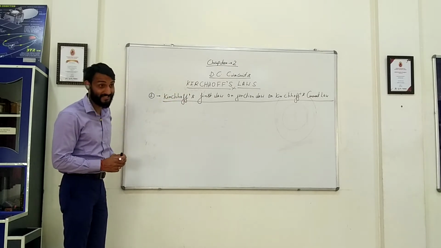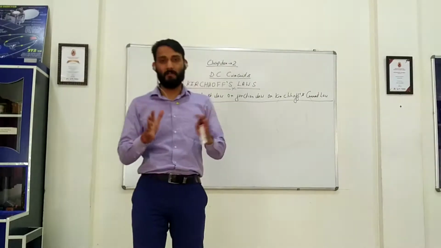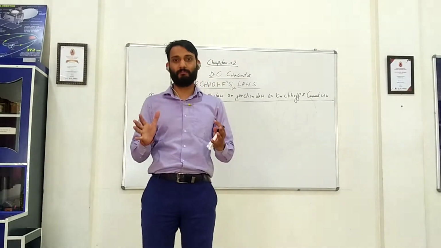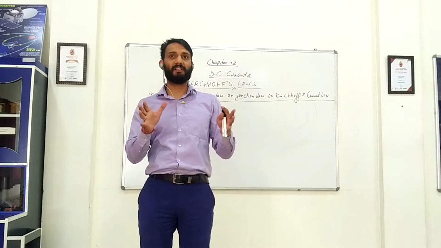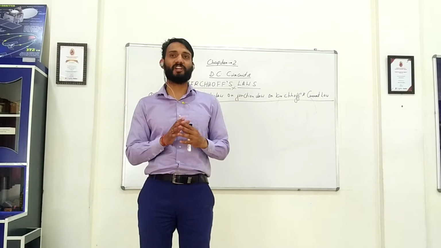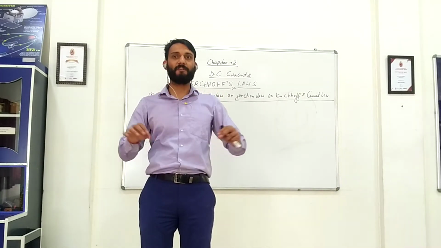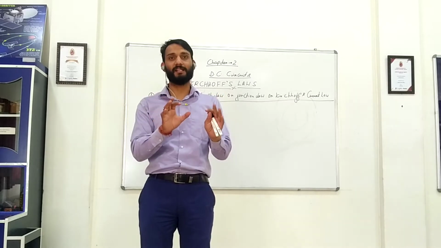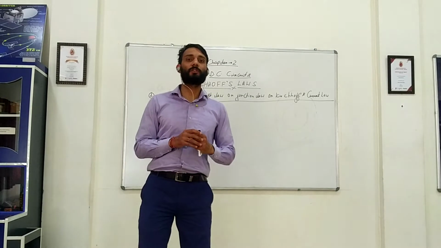Now this law states that the algebraic sum of all the currents meeting at a junction is 0. So it means if we have a number of currents meeting at a junction, the algebraic sum of all these currents would be equal to 0.